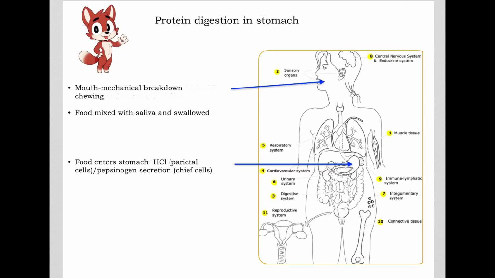So nothing happens much in the mouth. There is mechanical breakdown by the process of chewing, and then the food is mixed with the saliva and swallowed. The food then enters the stomach, and there are two important processes we'll talk about here. One would be the secretion of hydrochloric acid by the parietal cells, and the other would be the secretion of the enzyme pepsinogen by chief cells.